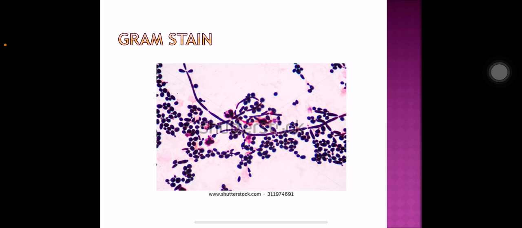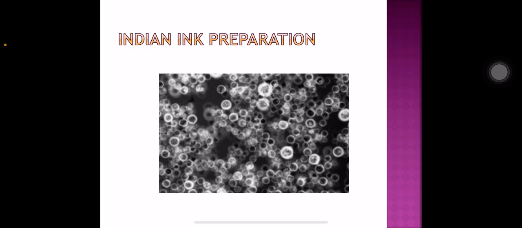Then Gram stain can be performed. Gram stain can be performed from the specimen. It can also be performed from the culture. In Gram stain, yeast cells, pseudohyphae, all these structures appear as Gram positive structures. India ink preparation can be used for the capsulated fungus known as Cryptococcus neoformans. India ink preparation is used for the demonstration of the capsule of Cryptococcus neoformans.